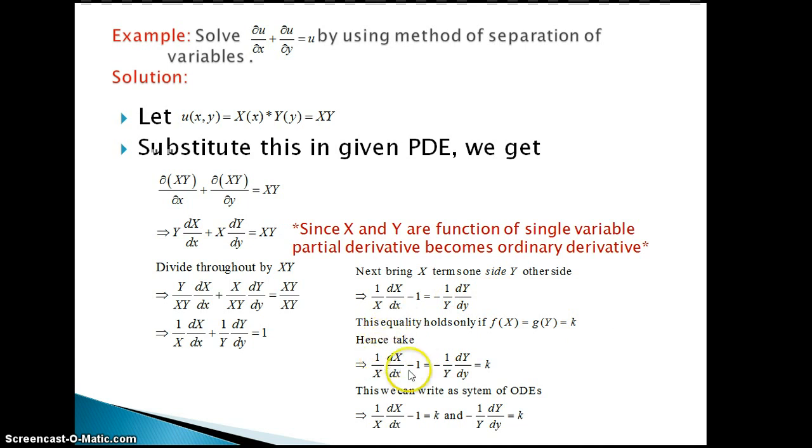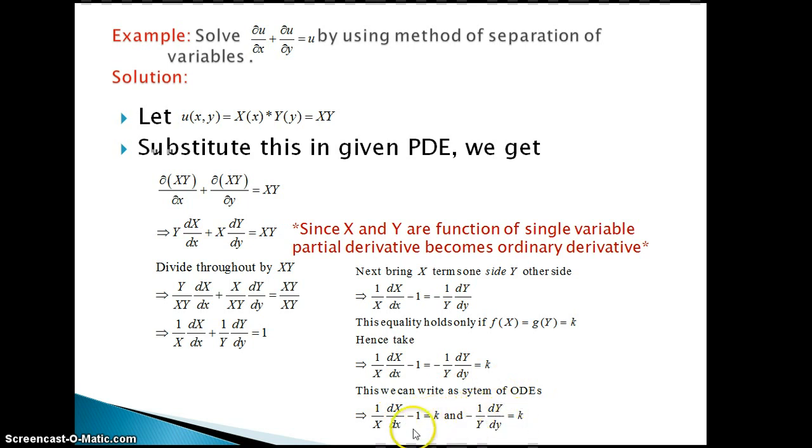Hence we can take the left-hand side equal to that k. So (1/X) dX/dx minus 1 is equal to k, and minus (1/Y) dY/dy is equal to k. Therefore this will reduce to the system of ODEs like this: (1/X) dX/dx minus 1 is equal to k, and minus (1/Y) dY/dy is equal to k.